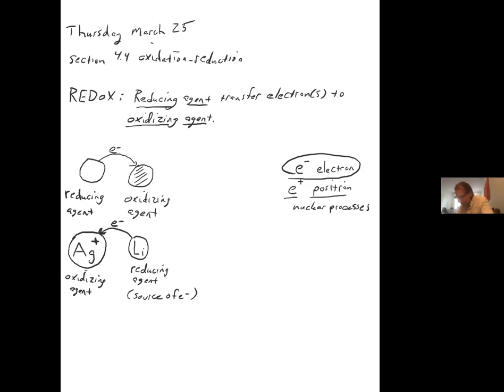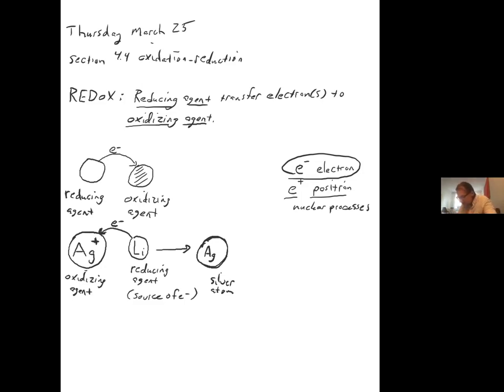Now, interestingly, if the lithium atom transferred an electron to the silver ion, the silver would now be a silver atom, right? Why? Because it was positively charged. It's an ion, but it's now gained an electron, which is negatively charged. So that negative charge of the electron will cancel the positive charge of the ion. And so now it's a neutral silver atom. If an atom is neutral, we just call it an atom. If it has a charge, we call it an ion.